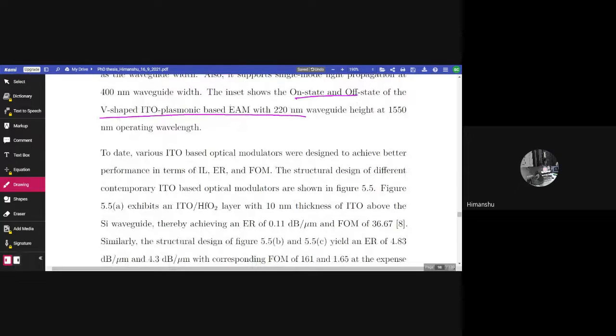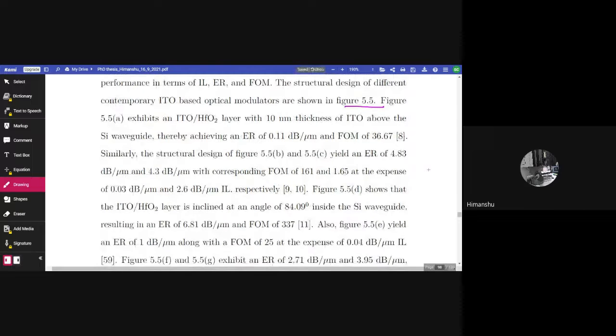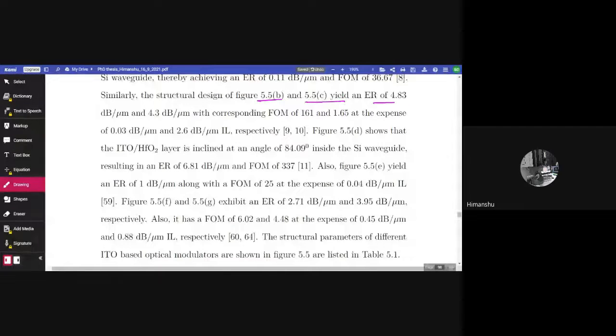The inset shows the on-state and off-state of the V-shaped ITO plasmonic based EAM with 220 nanometer waveguide height at 1550 nanometer operating wavelength. To date, various ITO-based optical modulators were designed to achieve better performance in terms of IL, ER, and FOM. The structural designs of different contemporary ITO-based optical modulators are shown in figure 5.5. Figure 5.5a exhibits an ITO-HfO2 layer with 10 nanometer thickness of ITO above the Si waveguide, thereby achieving an ER of 0.11 dB per micrometer and FOM of 36.67, reference 8. Similarly, the structural designs of figure 5.5b and 5.5c yield an ER of 4.83 dB per micrometer and 4.3 dB per micrometer with corresponding FOM of 161 and 1.65 at the expense of 0.03 dB per micrometer and 2.6 dB per micrometer IL, respectively. References 9, 10.